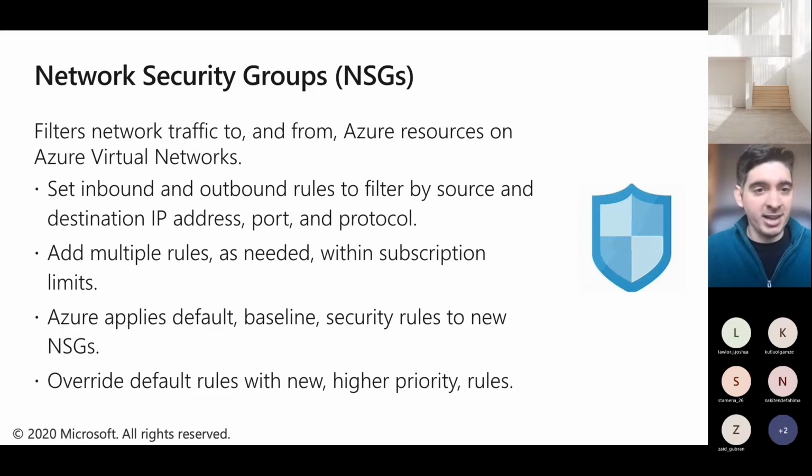But you can set inbound and outbound rules to filter by source and by destination IP address, the IP being the address or the name of that computer in essence. You can add multiple rules as needed within your subscription limits. And then you can apply default baseline security rules and override these default rules with high priority rules as well. So if you need to make sure that certain people have a higher priority access to your system than others, then you can do that.